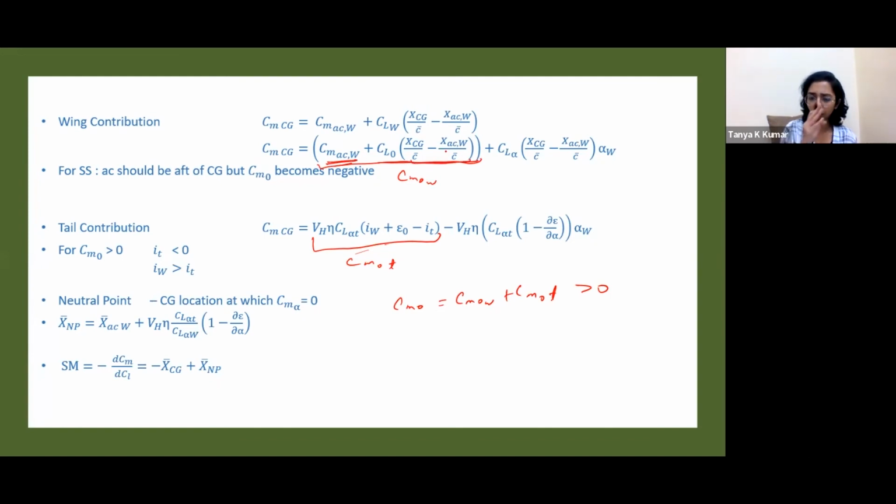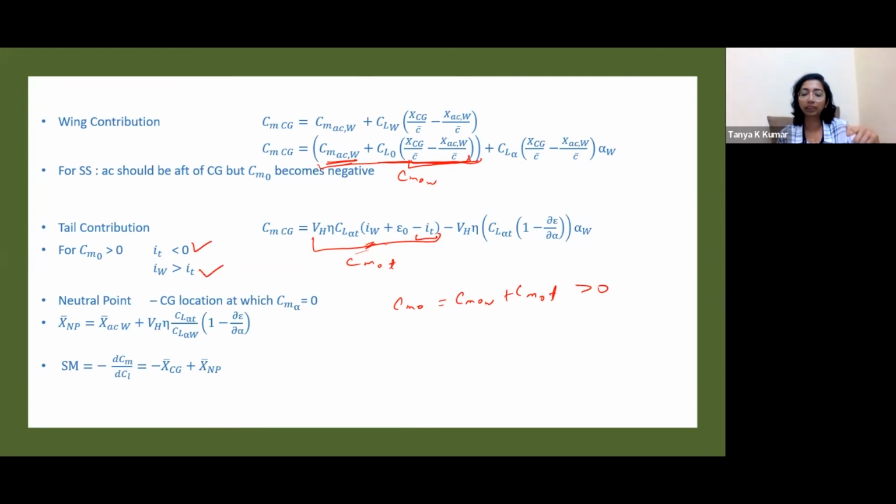That is, AC should be behind CG. So this quantity should be positive. That is one way. The other way is to ensure that this quantity is positive. How do you ensure that? This tail setting angle, make it negative. So you set your tail at a negative angle of attack. The other way is to ensure that your wing setting angle is greater than your tail setting angle. These are the ways to ensure that Cm naught is positive.